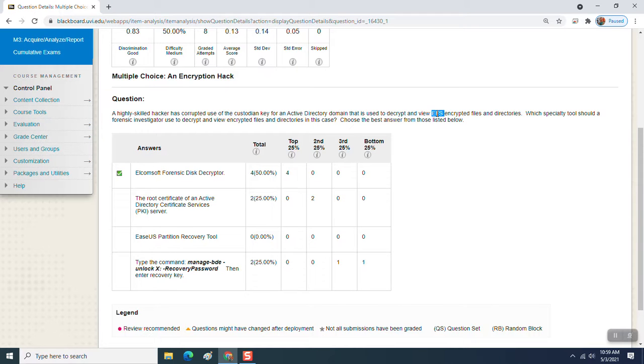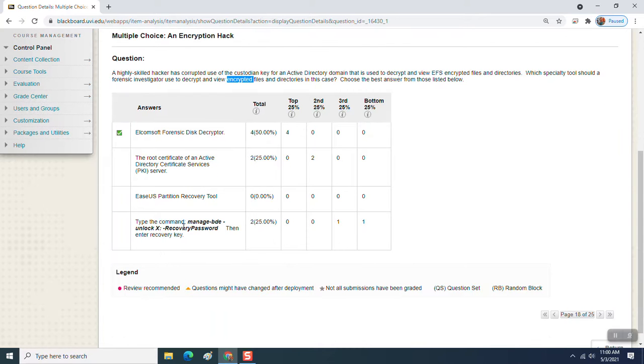EFS is the built-in file and directory encryption, not whole disk encryption. It's not BitLocker, but Encrypting File System. It's the checkbox when you go into properties. You can encrypt something based on your login. Which specialty tool should a forensic investigator use to decrypt and view encrypted files and directories in this case? Choose the best answer from those listed below.